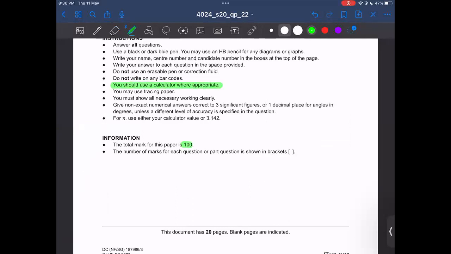Secondly, since calculators are allowed, if you have any non-exact numerical answer, you will give the answer to 3 significant figures. And if it is an angle, then you have to give the answer to 1 decimal place in degrees. These are the few points that you need to remember, so read the instruction page.